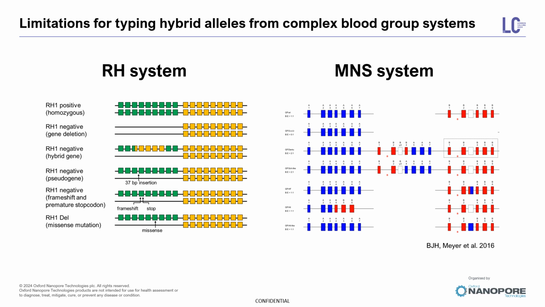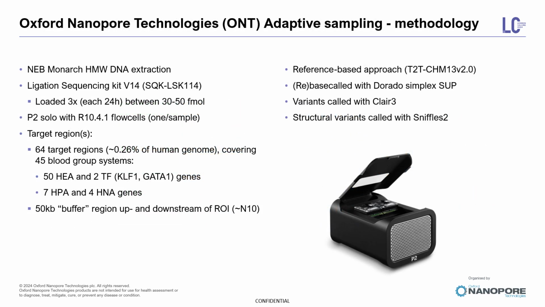Hybrid alleles frequently arise in two systems, the Rh and the MNS system. Each system comprises two highly homologous genes situated in close proximity. Therefore, rearrangements between these genes are common and can highly complicate their typing. And this is where adaptive sampling comes into place.